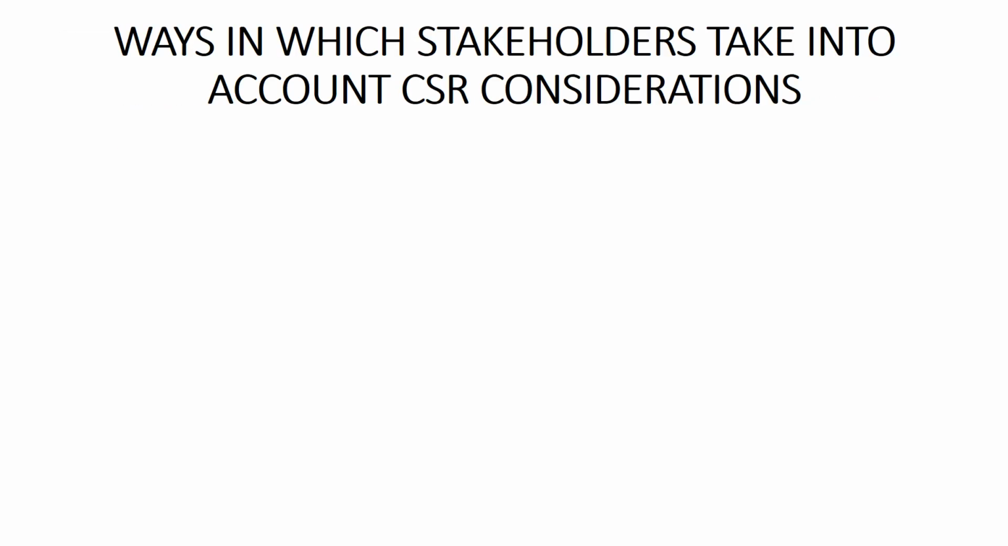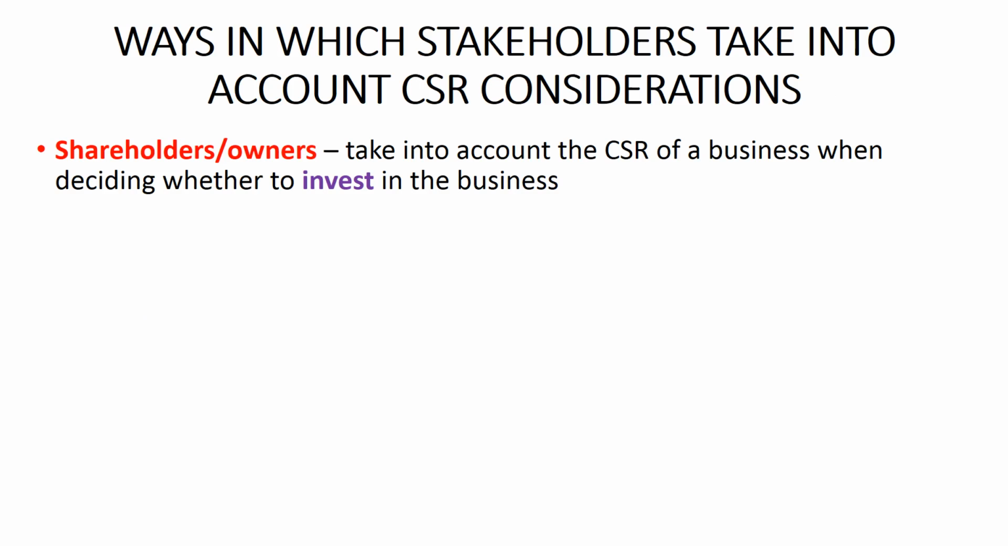Starting off with shareholders and other business owners, they take into account the corporate social responsibility of a business when deciding whether to invest in the business. So there's some information that you'll fill in the middle column of your table. For example, some superannuation funds have a policy of not investing in companies that obtain revenue from alcohol, weapons, gambling, pornography, tobacco, or uranium. So there's an example that you can fill in the third column of your table. I think you're getting the drift of it by now.